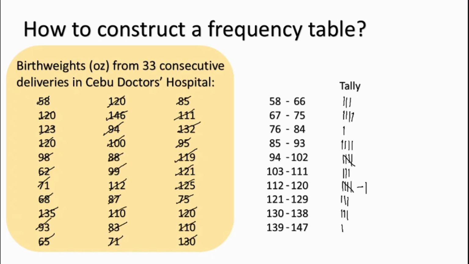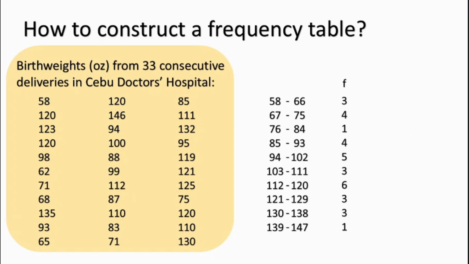A completed tally of all the data points will now look like this, and so these are its corresponding frequencies. A more polished and refined frequency table is shown, and a good way to know that all the data points have been accounted for is when the number of data points and the sum of the frequencies are the same. Now let's get to know some parts of your frequency table.